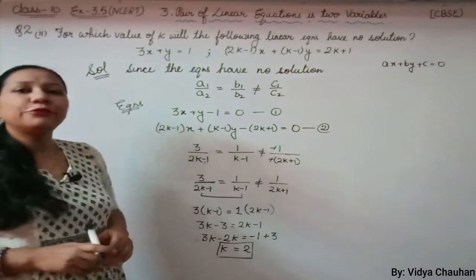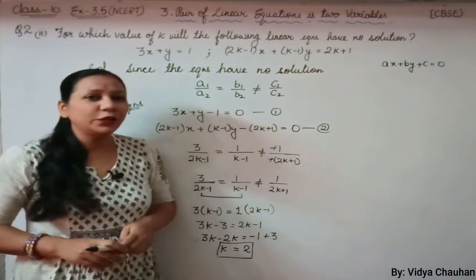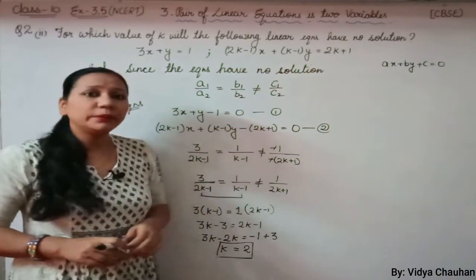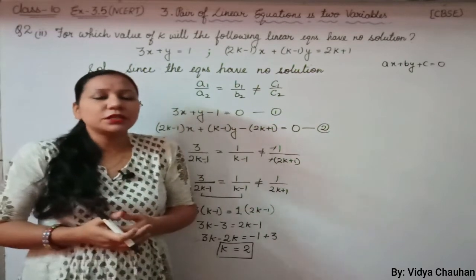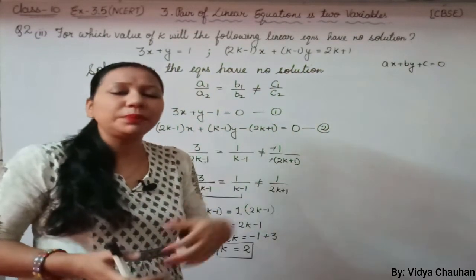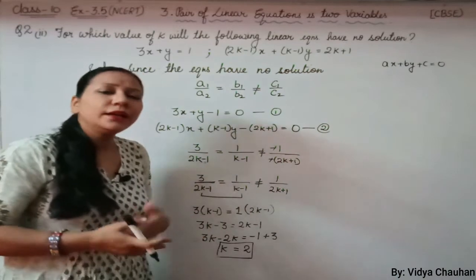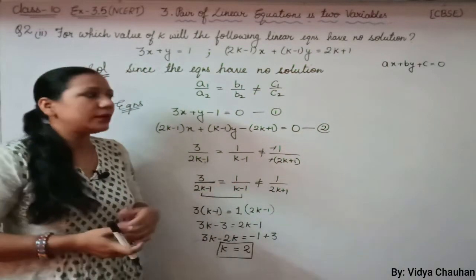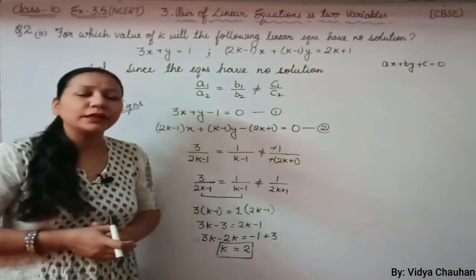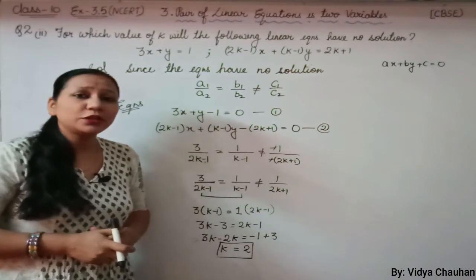This is how you can find any unknown value by using the graphical method. There can be any such values. It can be a, b, p, q, or the value of k. There are a lot of questions related to this particular method. So I hope this method is clear to all of you.